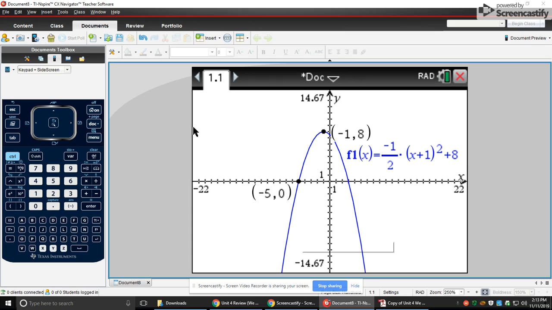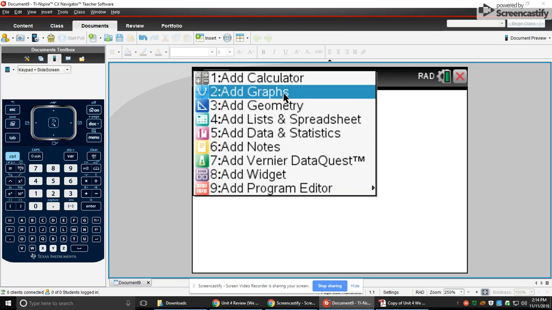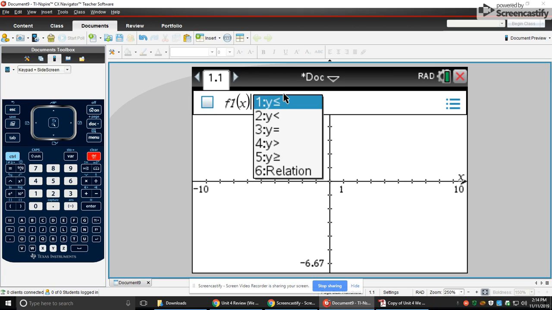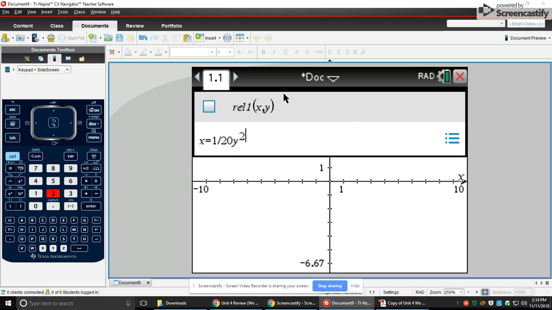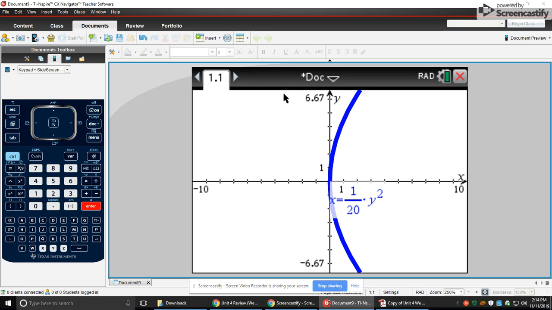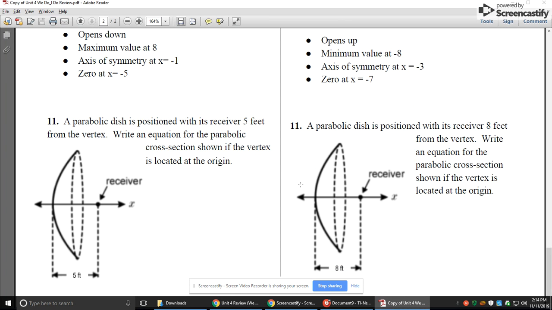I don't know if it helps, but you could graph an x equals equation by deleting the equal sign and going to relation and typing in x equals 1 over 20 and then y squared. Anything x equals will go sideways. So if you see it's opening towards the right, just like your picture is, that might help you on the multiple choice test, because maybe the other graphs' equations it gives you, maybe they don't open to the right as well. But other than that, this review is done.